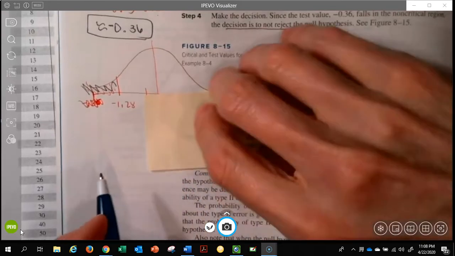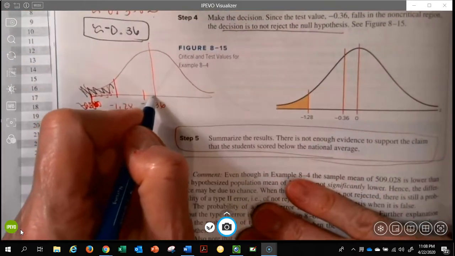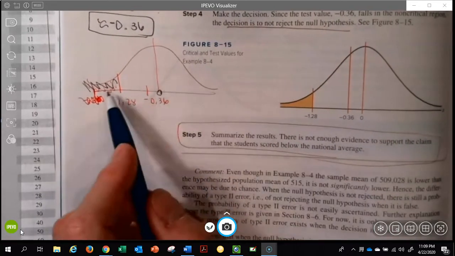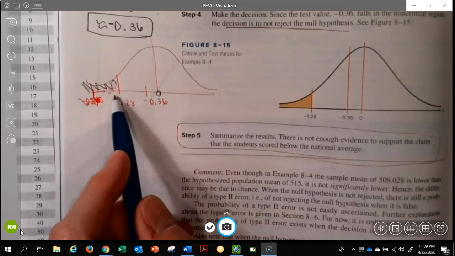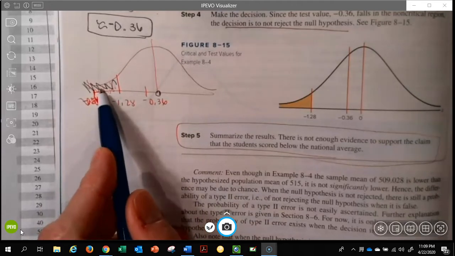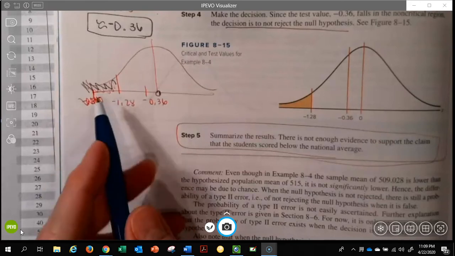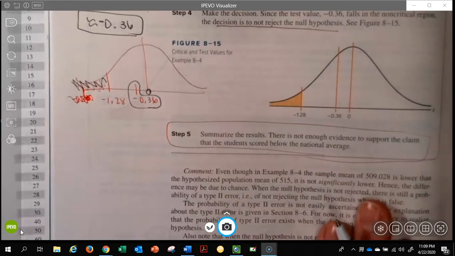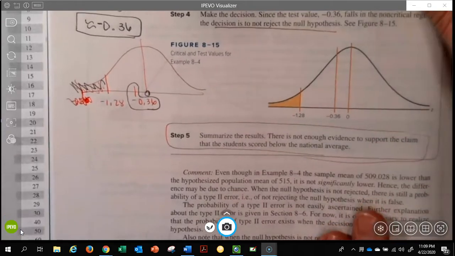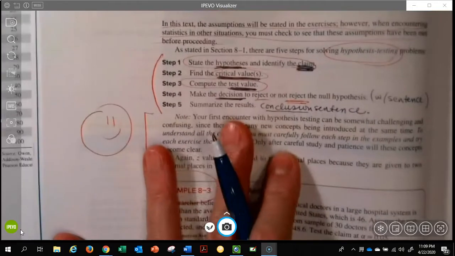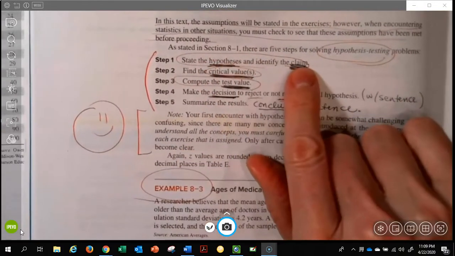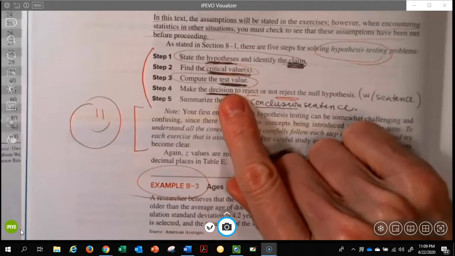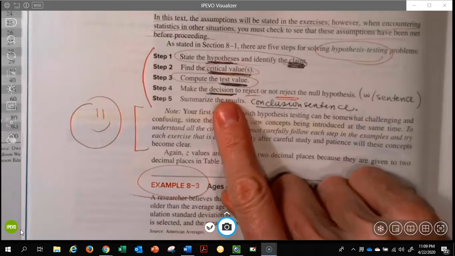Remember, if we're going on z-scores, then what's right in the middle is 0. This negative 0.36 is somewhere to the left of 0, but it is not over here in our critical region beyond the negative 1.28. So this test value does not fall in the critical region. We have talked about the hypotheses and the claim, labeled it, found the critical value, and found the test value, and now we've got to make a decision.